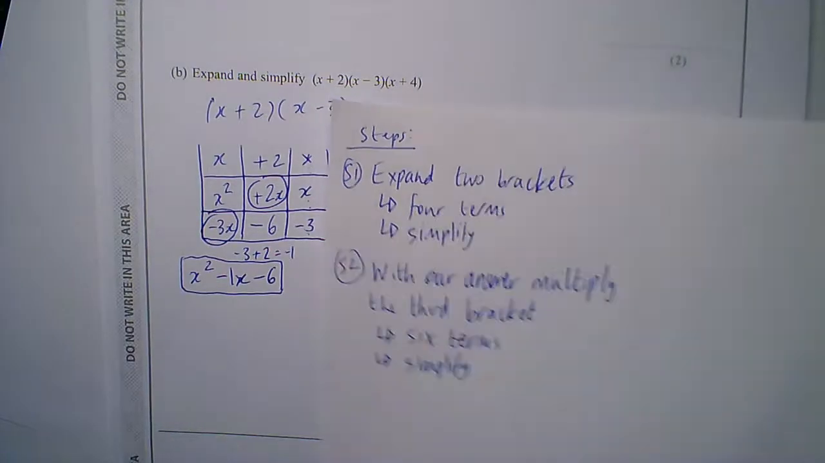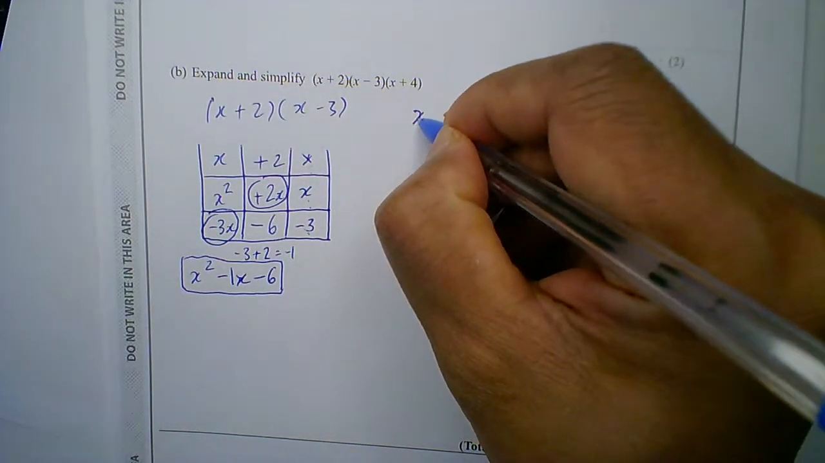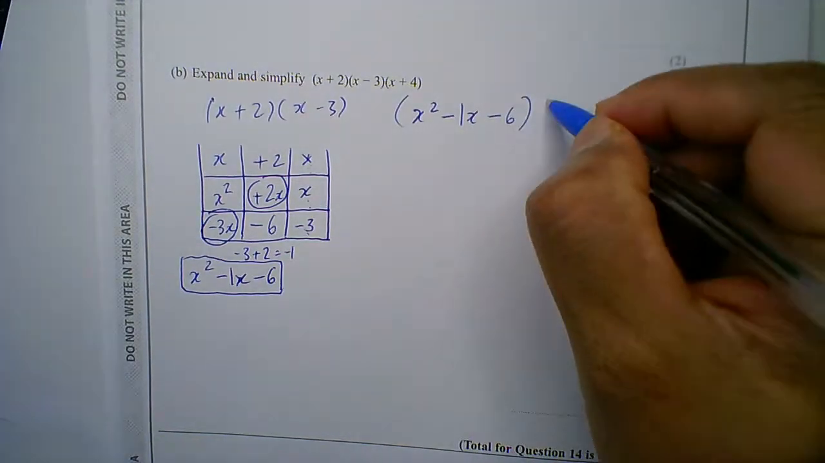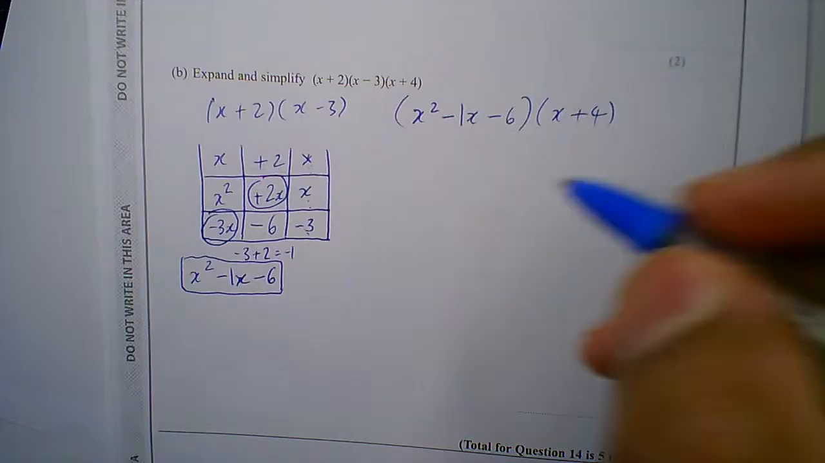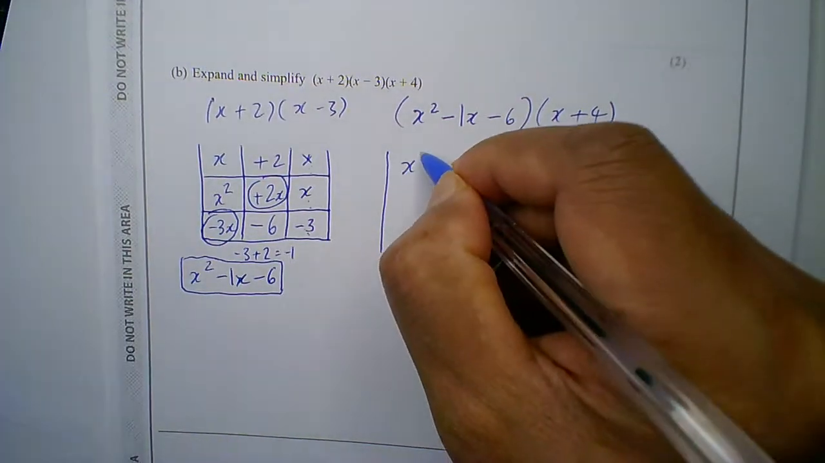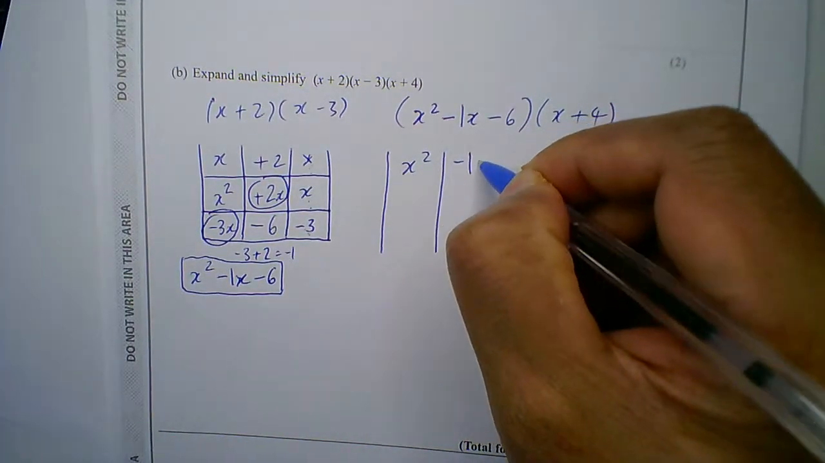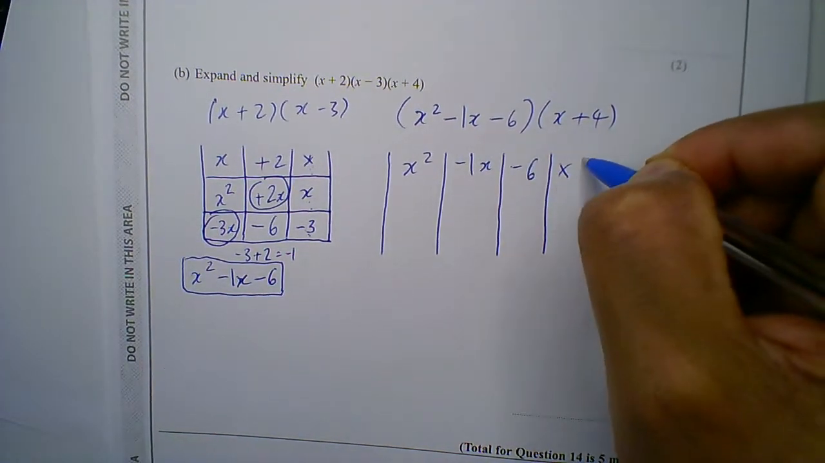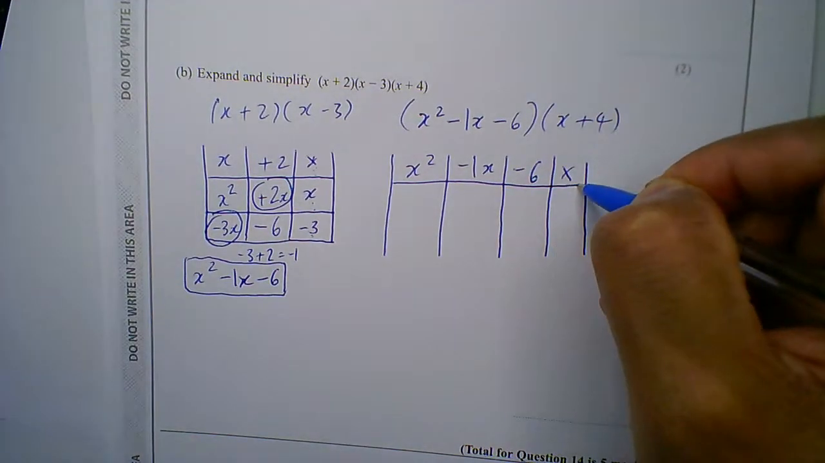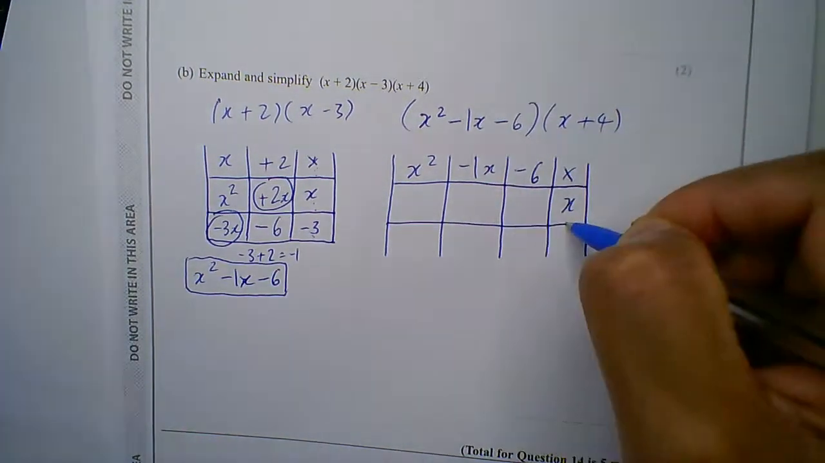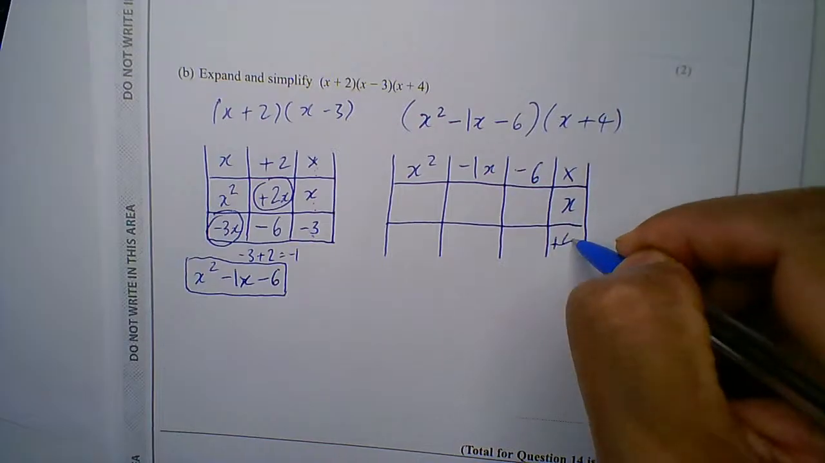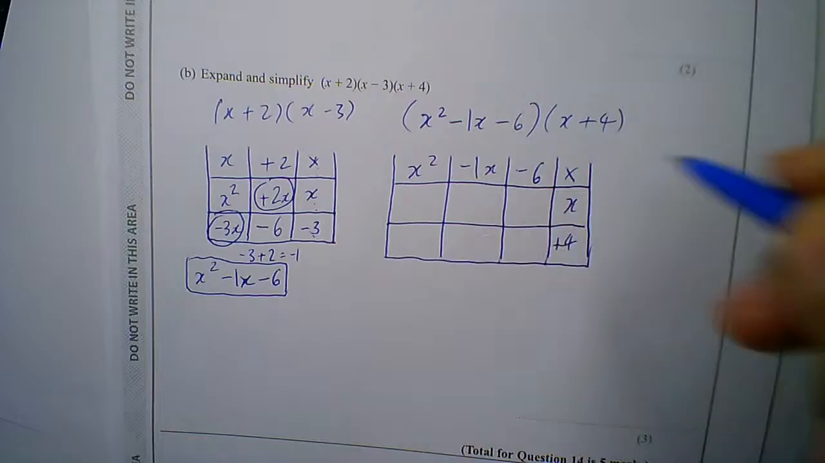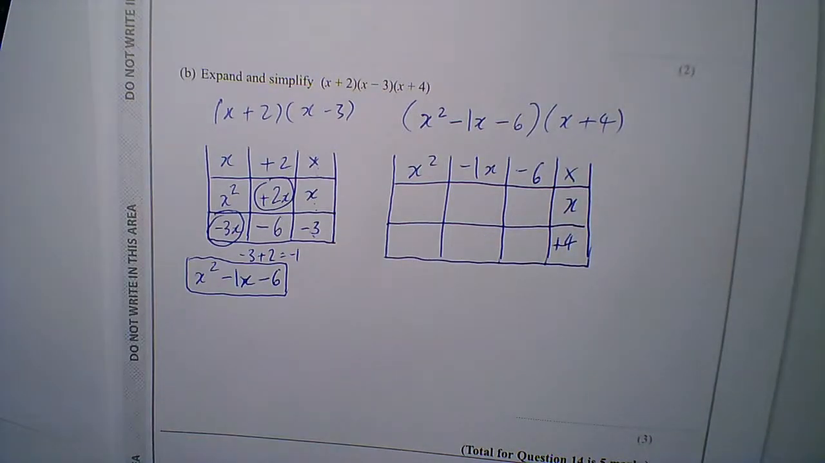Now I multiply that with the third bracket. So I'm going to have x squared minus 1x take away 6 multiplied by my third bracket, which is x plus 4. And I'm going to draw my grid again. X squared minus 1x minus 6 multiplied by x plus 4. Okay, and now I just carry on simplifying.